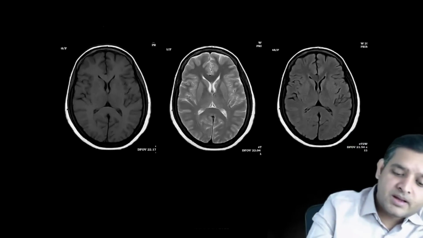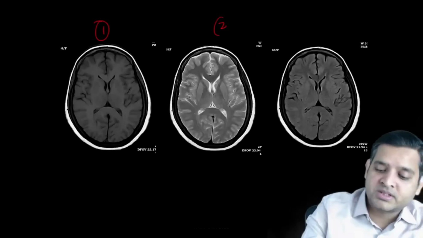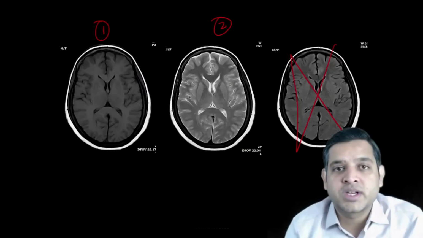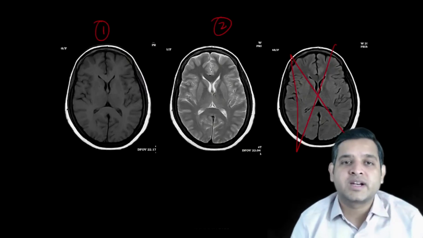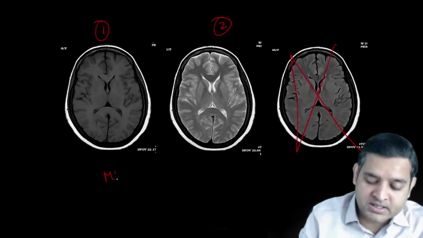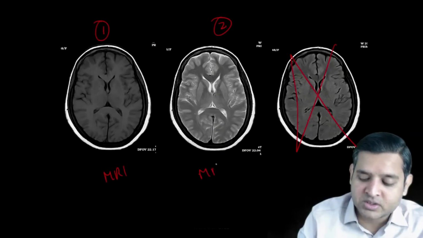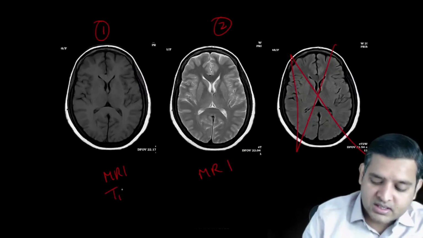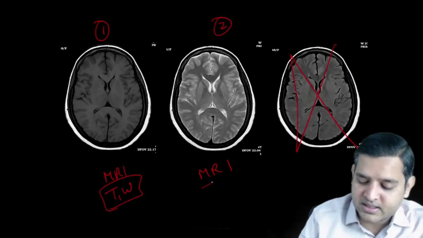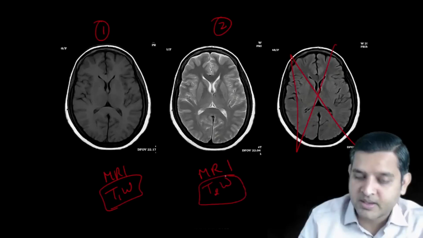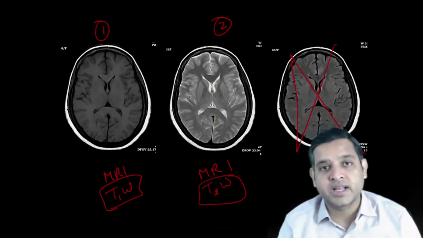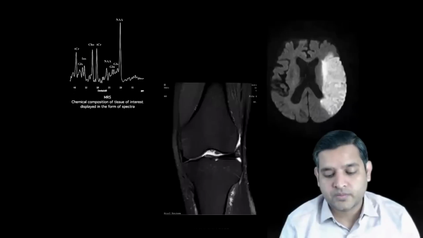Okay. Image number 1 and image number 2. Leave image number 3. Anybody who can tell me which one is what? I think all of you can identify that the first image is an MRI and the second image is also an MRI. And I think all of you can also tell me that this is a T1 weighted MRI and this is a T2 weighted MRI. Are you getting it?